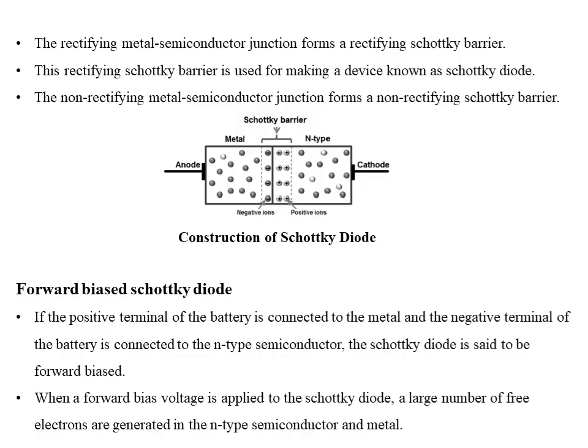Forward biased Schottky diode. If the positive terminal of the battery is connected to the metal and the negative terminal of the battery is connected to the N-type semiconductor, the Schottky diode is said to be forward biased. When a forward bias voltage is applied to the Schottky diode, a large number of free electrons are generated in the N-type semiconductor and metal.